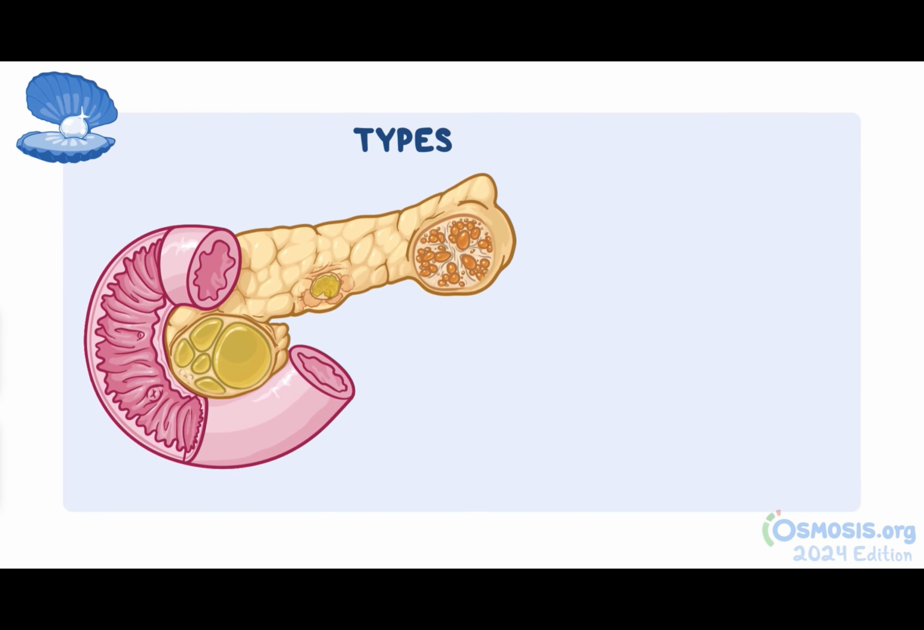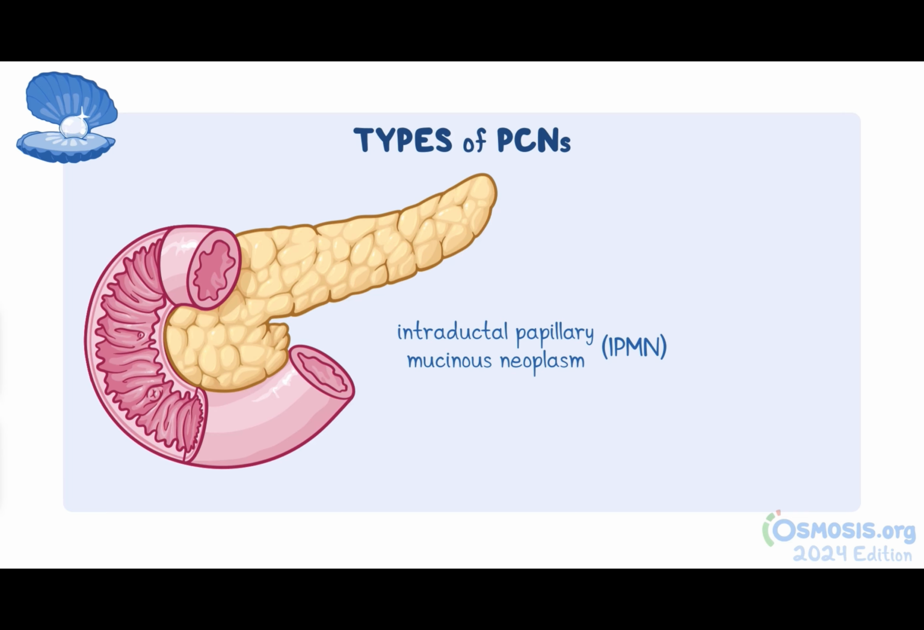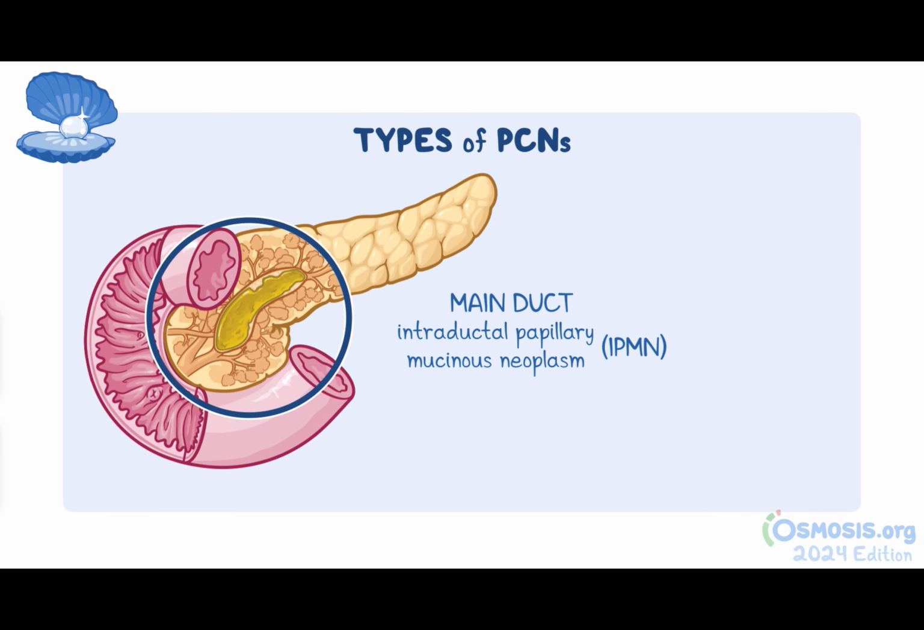Here's a clinical pearl. There are three main types of PCN: intraductal papillary mucinous neoplasm, or IPMN, mucinous cystic neoplasm, and serous cystadenoma. Although these are all benign, certain subtypes like main duct intraductal papillary mucinous neoplasms carry higher malignant potential. For that reason, the majority of these subtypes are surgically resected.